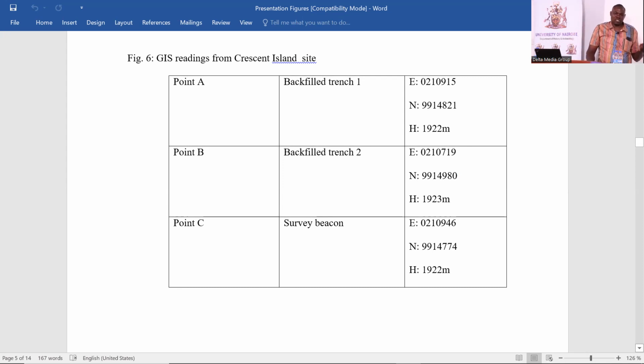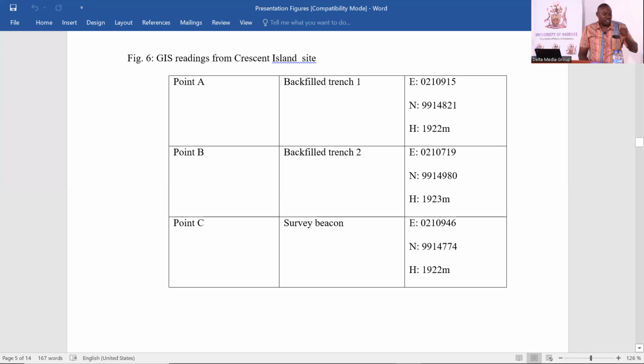Those of us who do archaeology understand what backfilling means. You excavate and then you return the soil to cover the trenches. But there is evidence. When you go to the ground, you are able to see the evidence that there was excavation here. So these are the GIS readings of the actual location of the Crescent Island sites.